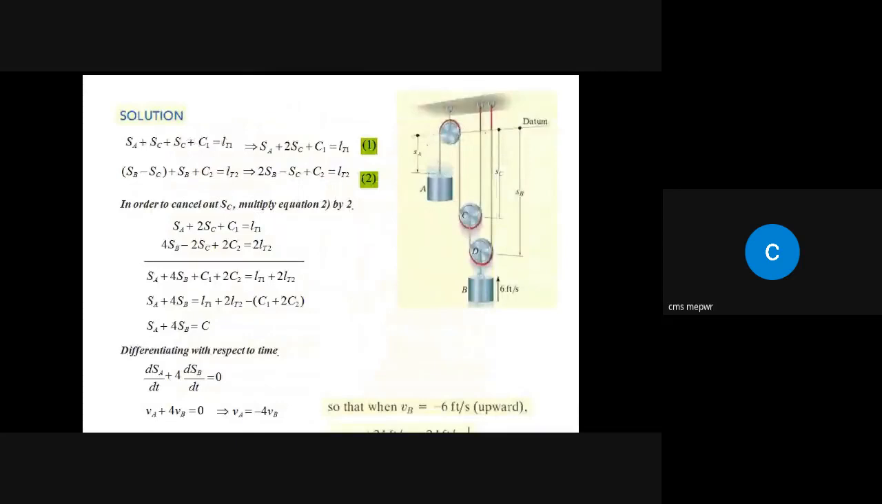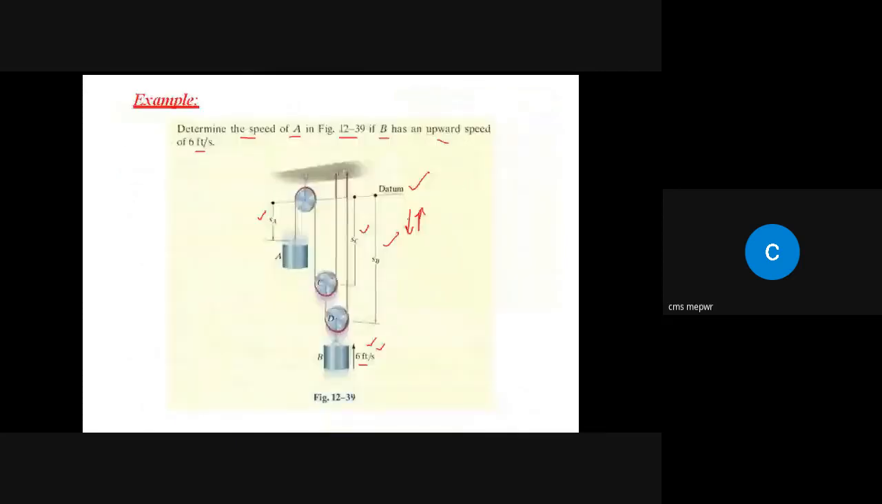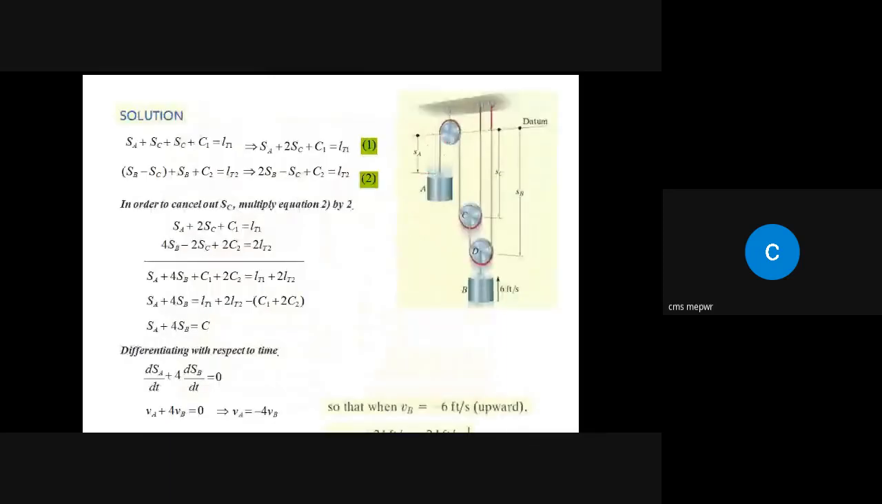So again, we need to define, but they have already defined this SC. Okay, so let's find out the length of this rope 1. It will be SA, and then this length, which is SC, and again SC, and this should be the constant, this constant, this constant, and this constant. So SA plus SC plus SC plus this constant should be equal to the total length of rope 1. Okay, when you arrange it, you will get this thing.